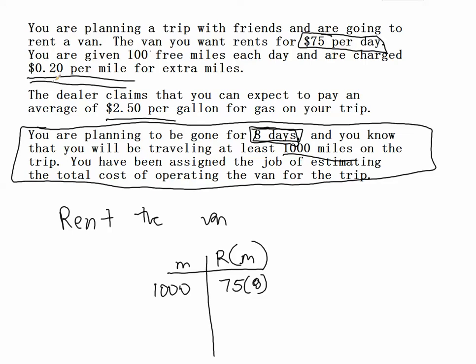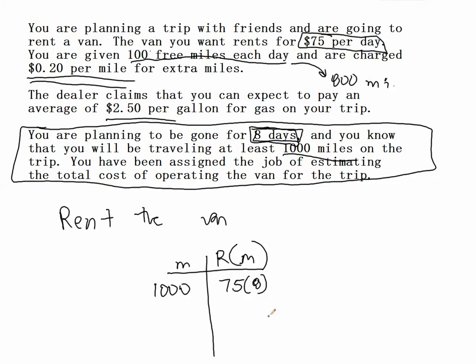Now, I get 100 free miles each day, and I'm charged 20 cents per mile for extra miles. We know that we get 100 free miles each day, so that must mean that over the course of 8 days I have 800 free miles, right? Because nobody's going to measure how many miles we drove in any given day. They're just going to say, you have 800 miles allocated to you with the fee that you're paying. So anything above and beyond 800 miles, you're going to be paying 20 cents per mile.